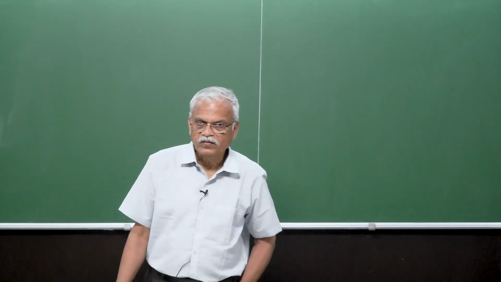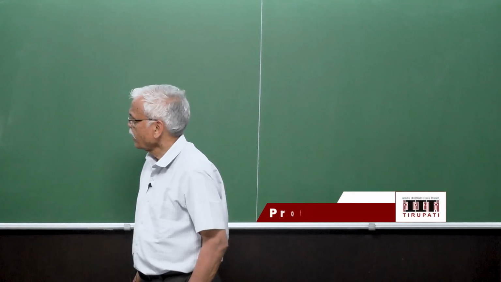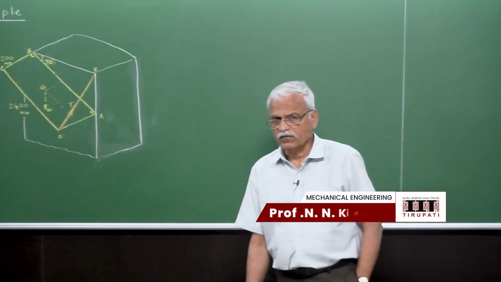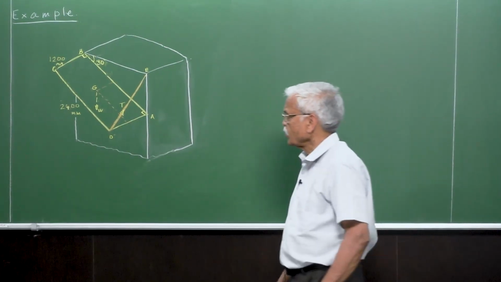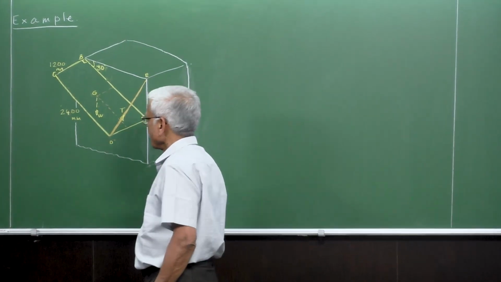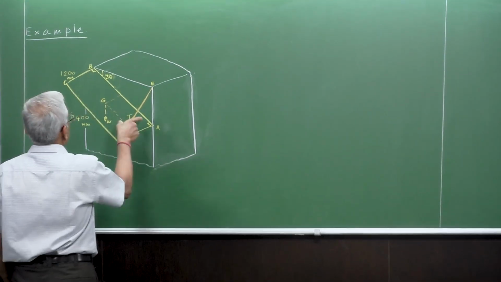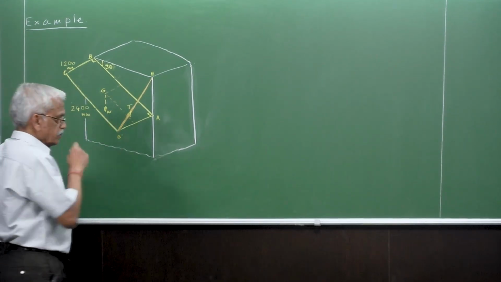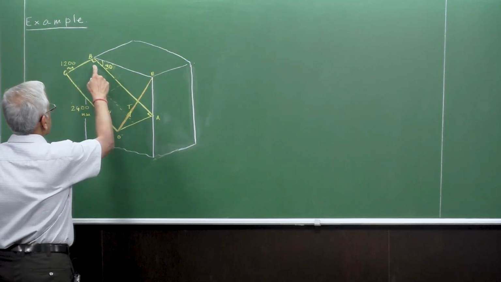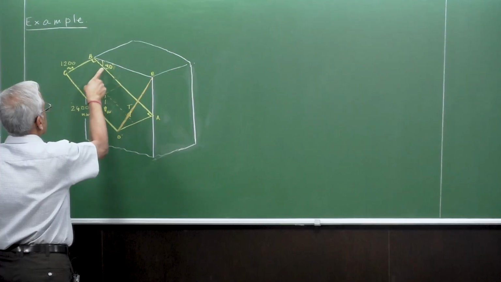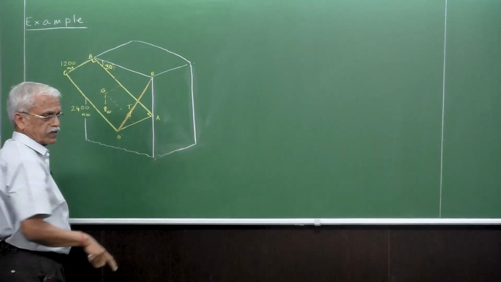Good morning, students. Let us take up another example in the three-dimensional structure. So this is regarding a plank here, ABCD plank, which is supported on the wall here along AB, which is at an angle of 30 degrees from the horizontal.